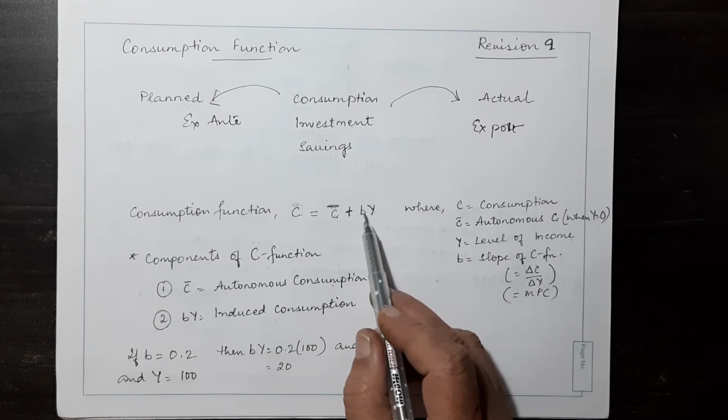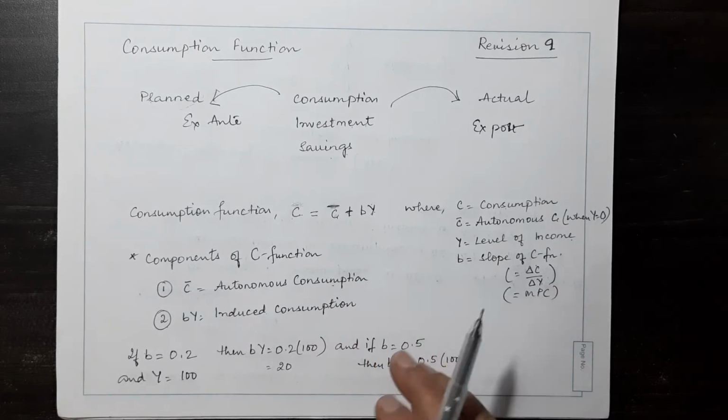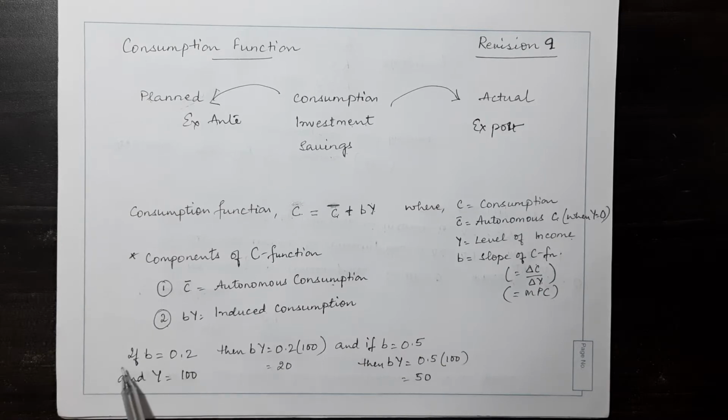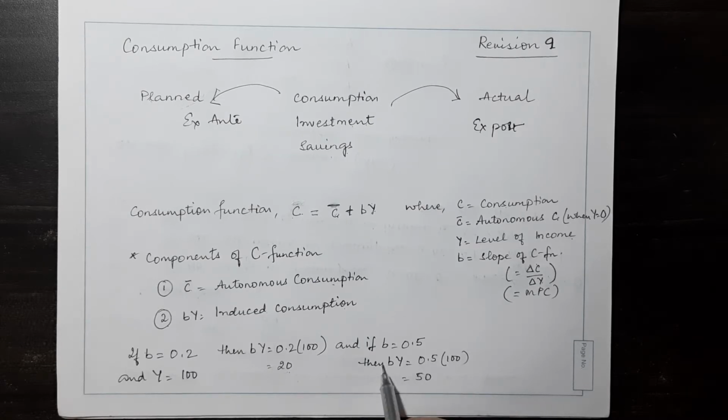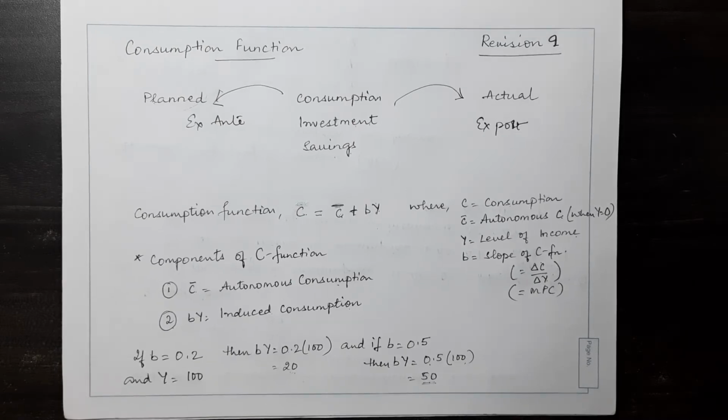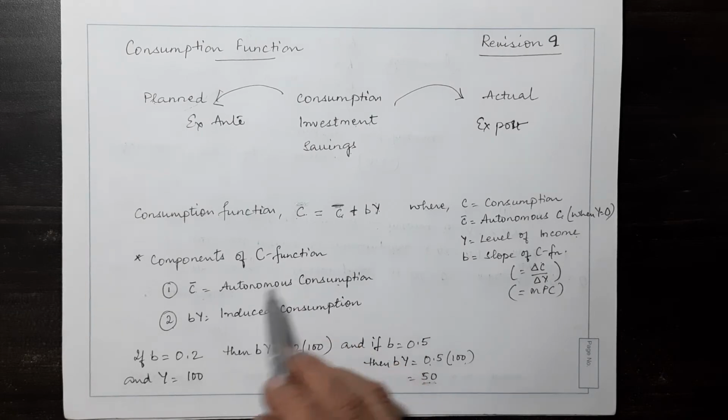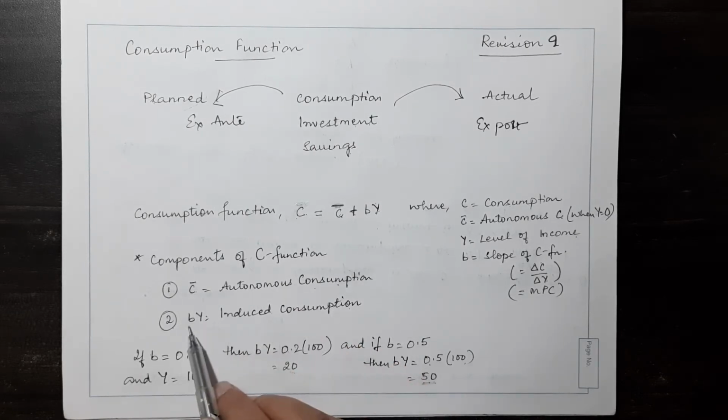Due to a change in income, the level of consumption or the fraction of the consumption also changes. Let's see how. If say the MPC is 0.2 or B is equal to 0.2 and income is 100, then what will BY be? That is, induced consumption will be equal to 0.2 into 100, which is equal to 20. Now, if the marginal propensity to consume increases to 0.5, that is 50% of the income is consumed, then BY will be given by 0.5 into 100, which is equal to 50. So, with a change in income or with a change in the marginal propensity to consume, there is a difference in the induced consumption, right? So, when you are asked what are the components of consumption function, you should write C bar, that is autonomous consumption, and BY, that is induced consumption.